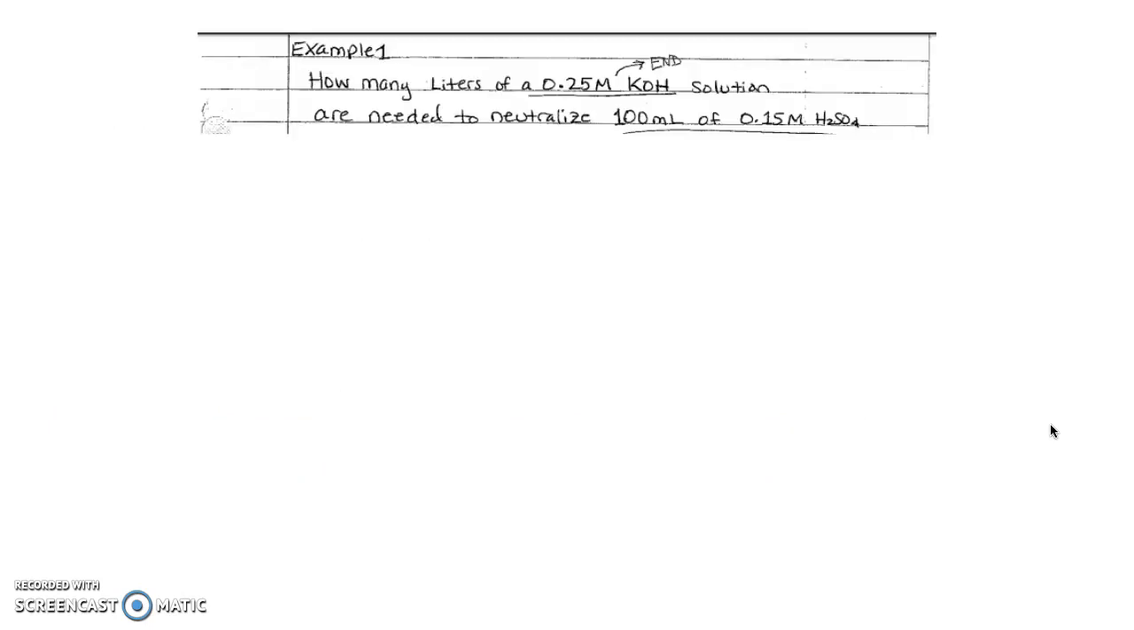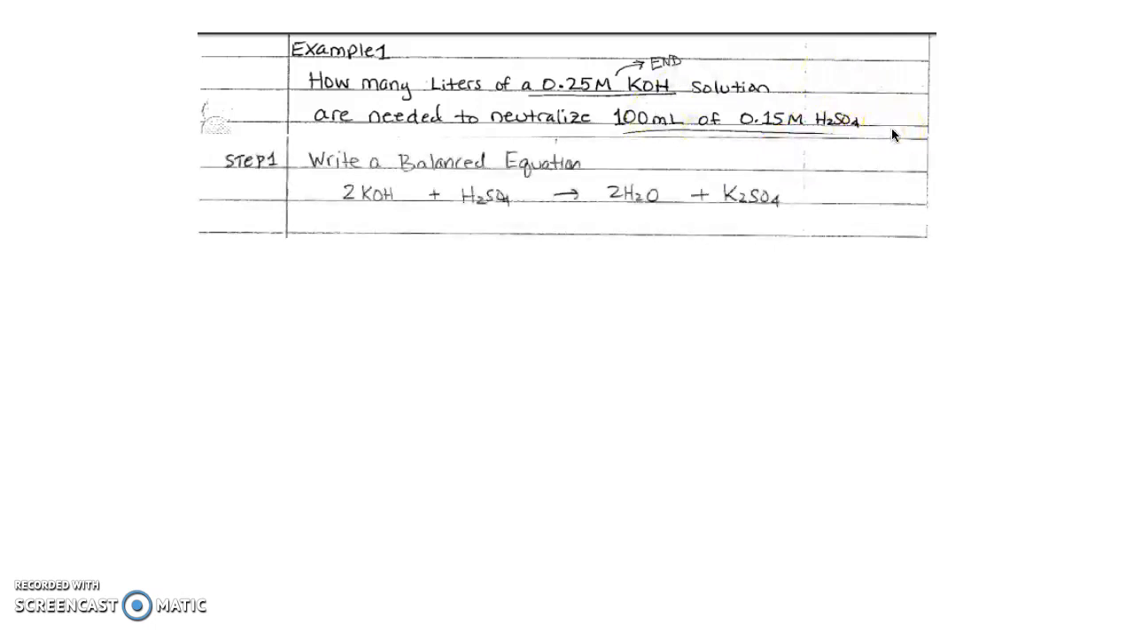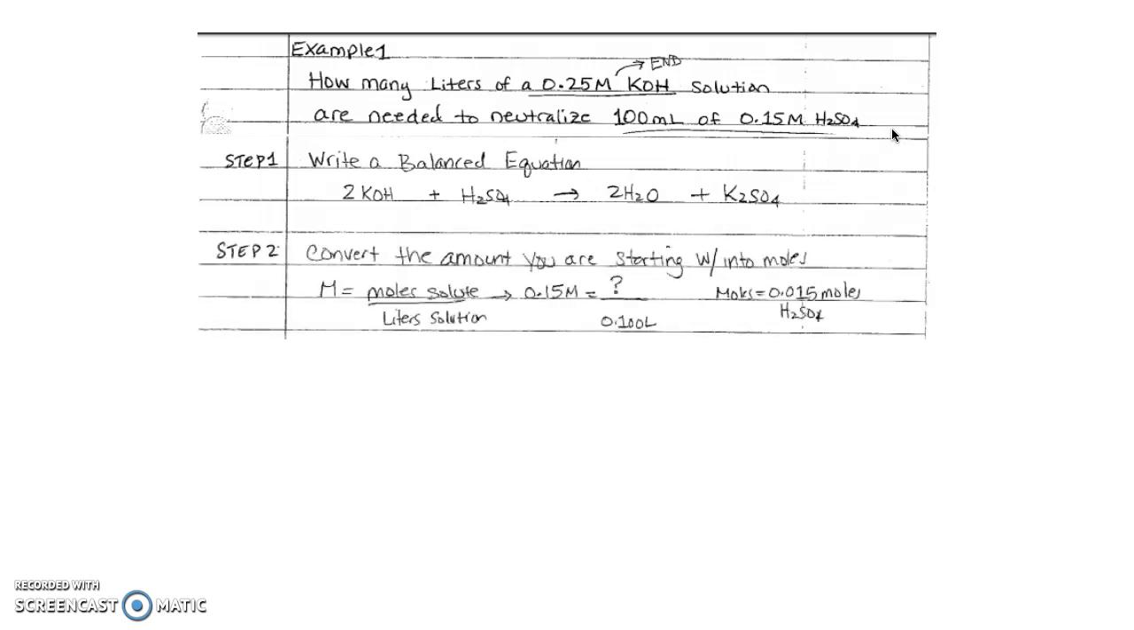All right, so we looked at this example in the last class. How many liters of 0.25 molar KOH solution are needed to neutralize 100 milliliters of a 0.15 molar sulfuric acid, or H2SO4, solution? And we know we're looking for KOH, so that's our ending, and we're given this as our starting. So our first step is to write a balanced equation so we can get the mole ratios, and here's the balanced equation. And then the next thing that we did was we converted the amount that we were starting with, which is the H2SO4, into moles.